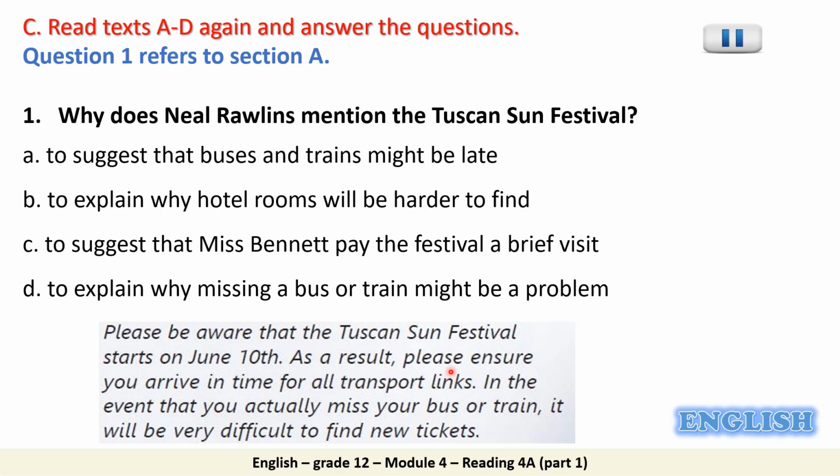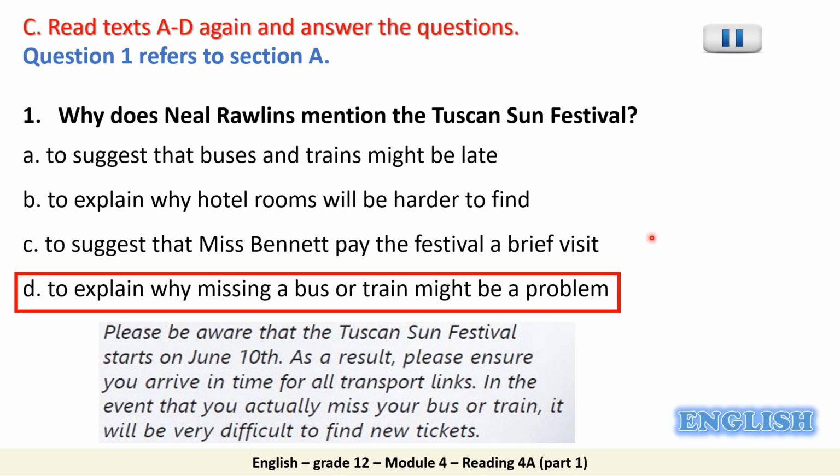Neil asking the reader to make sure to arrive in time. Otherwise, it would be difficult to find new tickets. So this makes D the answer to the question, and Neil mentions the Tuscan Sun Festival to explain why missing a bus or a train will be a problem.